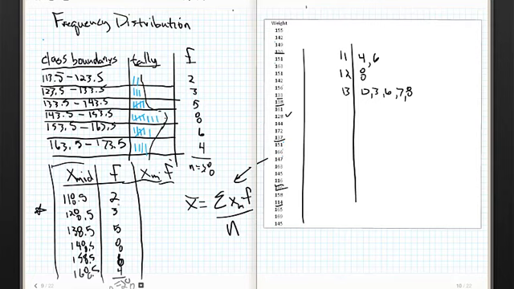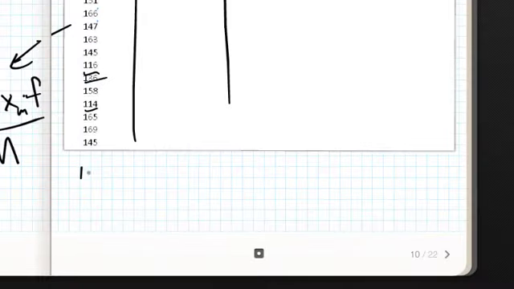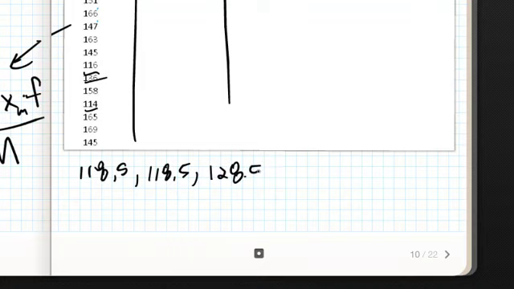Because think about it, if we wanted to list our data per the frequency distribution, in absence of this, it would be 118.5, 118.5, 128.5, and this would be 3 times, so 128.5, and then another 128.5, and then et cetera, until we picked up all 28 of our data values. That's really what this says.